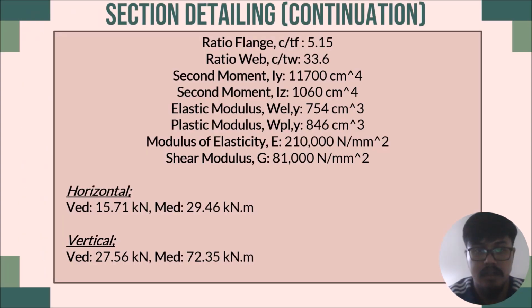Similarly here, after calculation, we get for the horizontal beam a load distribution of 15.71 kN and a moment distribution of 29.46 kN per meter, while for the vertical beam the load distribution will be 27.56 kN and the moment distribution will be 72.35 kN per meter.